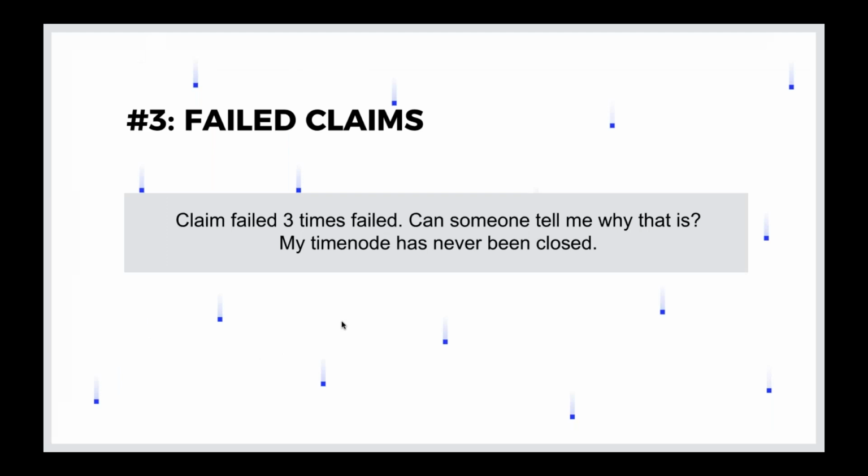We had another question in regards to failed claims. It says a failed claim 3 times. Can somebody tell me why this is so? And his TimeNode has never been closed. Daniel, do you want to take this one?